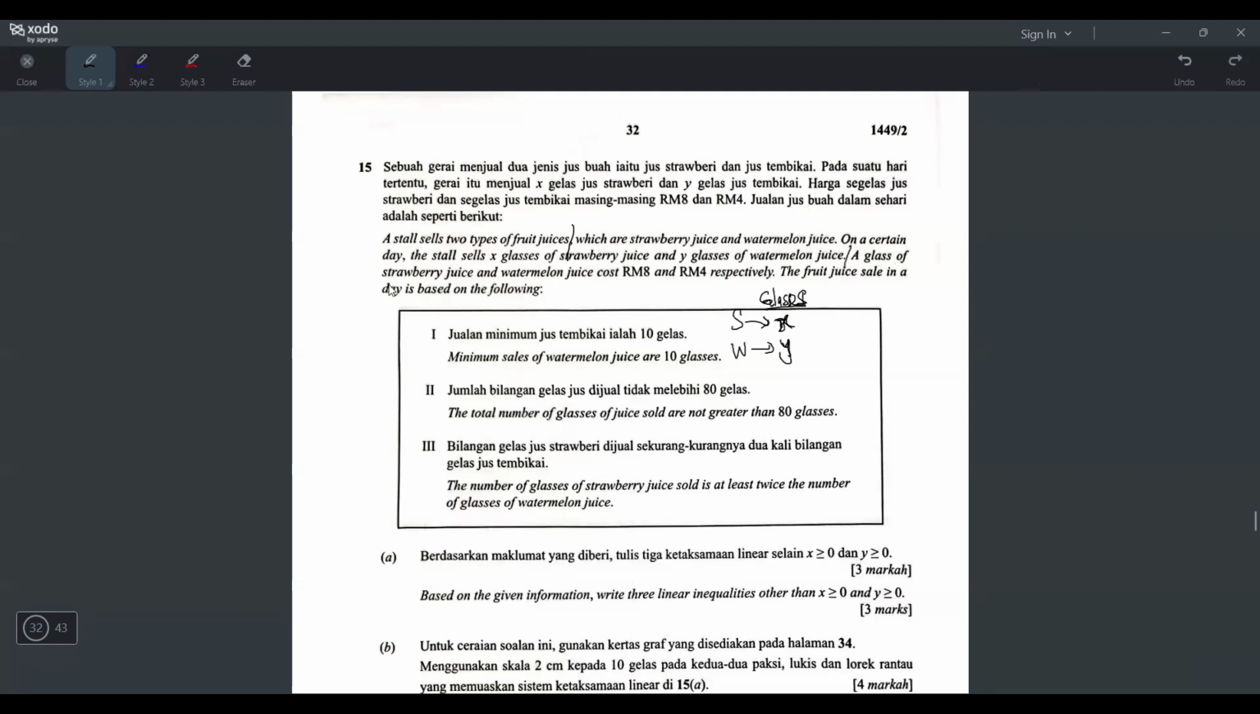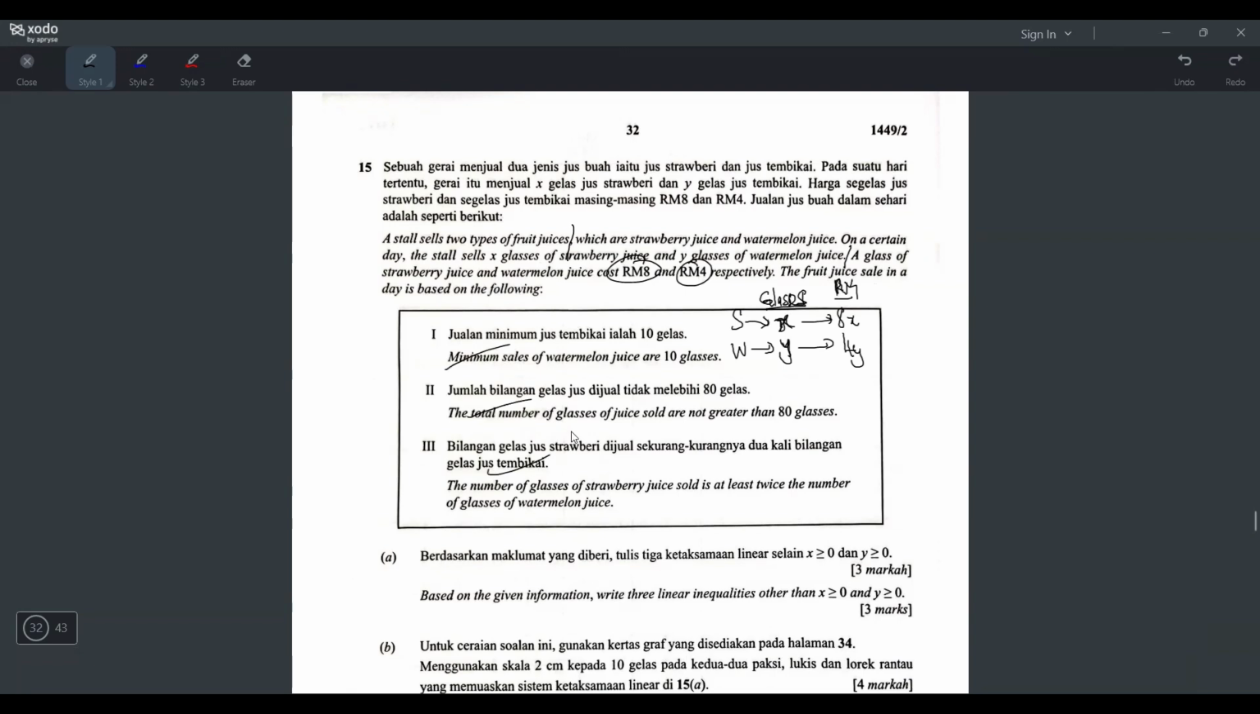Now it says a glass of strawberry juice costs 8 ringgit. So if one glass is 8 ringgit, then x glasses is 8x. And the watermelon juice is 4 ringgit, so if you have y glasses, it is 4y. The unit for this is RM. The 8x plus 4y represents the RM, the price.